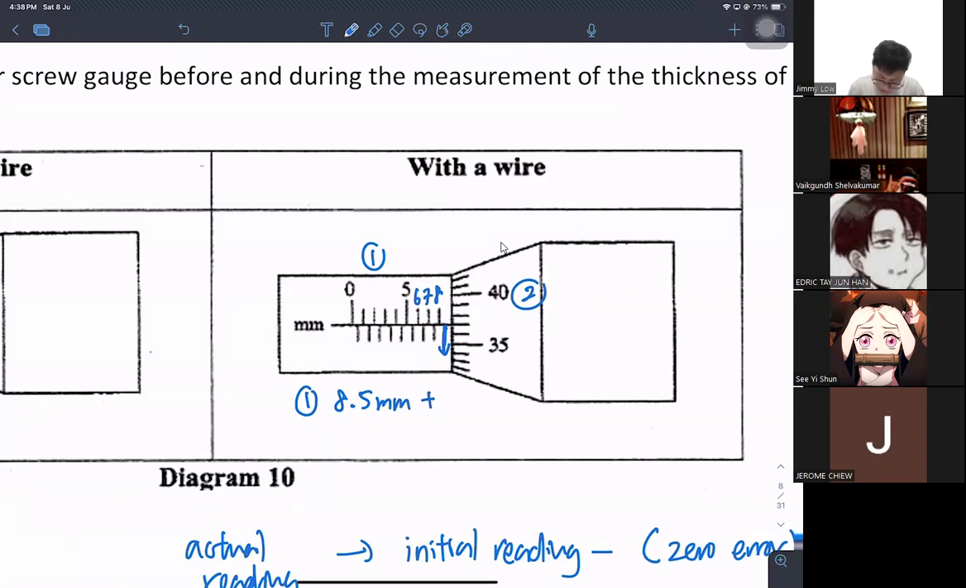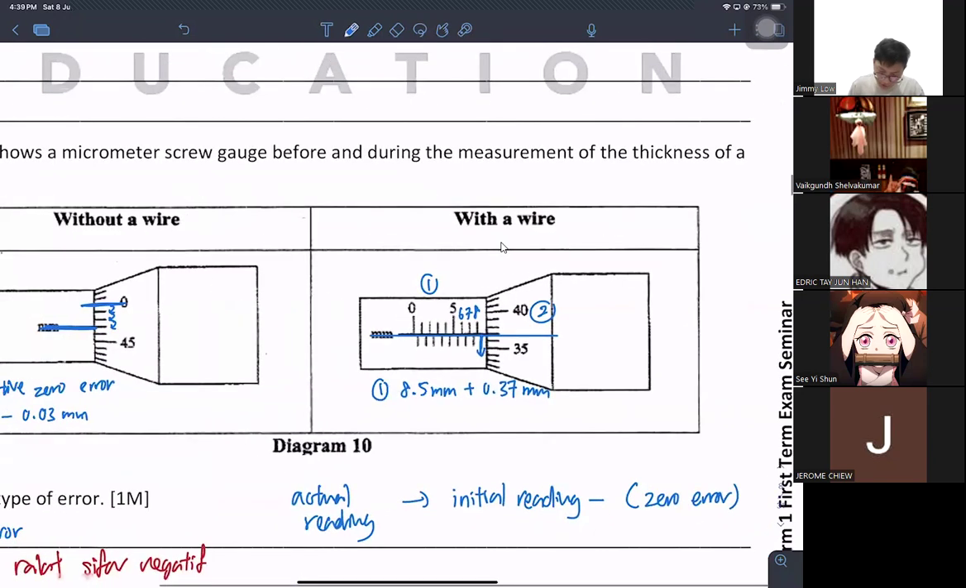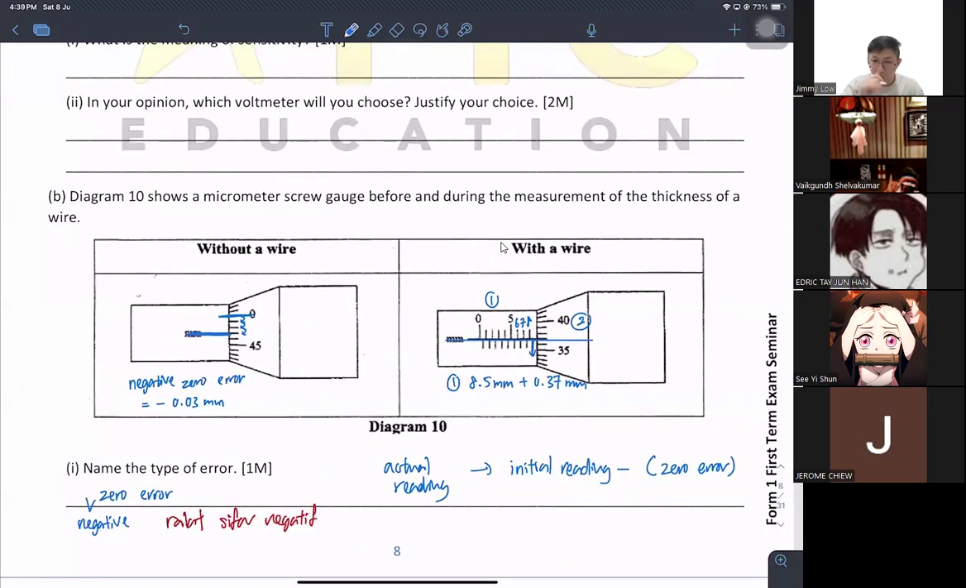Plus, the second ruler, same thing happens here. We take back the indicator line. So 1, 1, 2. So it is like 0.37 mm. Okay, so this is your second ruler. Then you add them up together, you do your calculation.